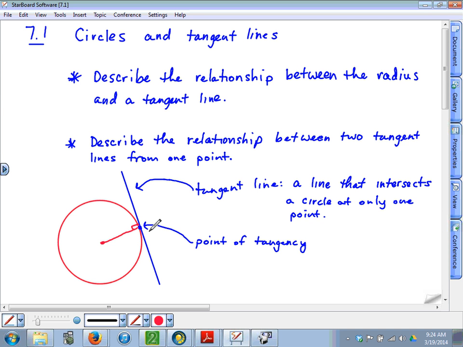So draw that. And then draw that, label it point of tangency. That's where the line touches the circle.